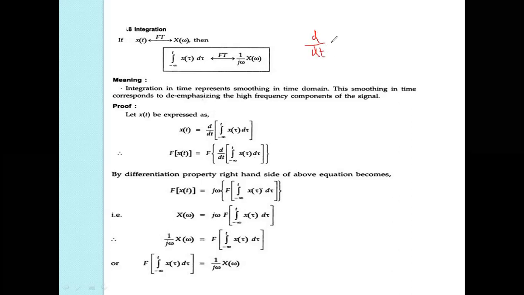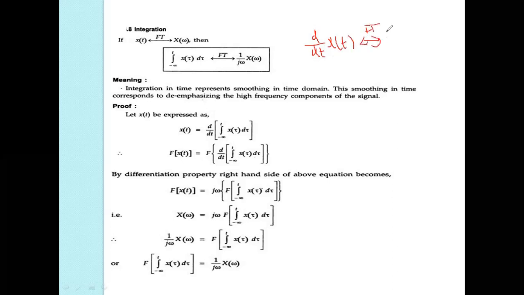So how can we do this? Let us take the integral from minus infinity to t of x of tau d tau. We can prove that its Fourier transformation is 1 by j omega into x of omega. So for the differentiation, d by dt of x of t, what is the Fourier transformation we got?